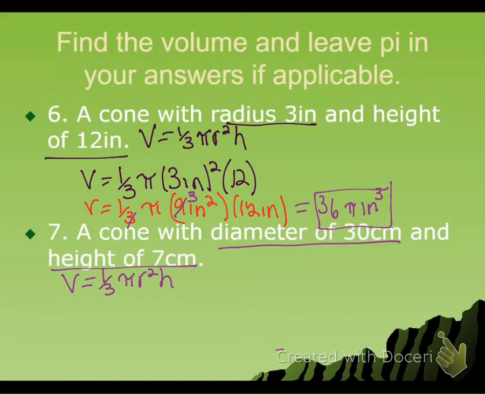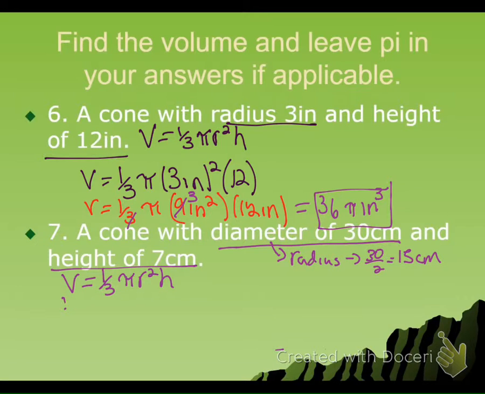Okay. So in this one, you're given the diameter. From the diameter, how do you find the radius? So remember, this is the diameter, and this is the radius. How do you find the radius? Yep, we're just going to divide by 2. So you're just going to cut it directly in half. So you do 30 divided by 2, which is 15 centimeters.